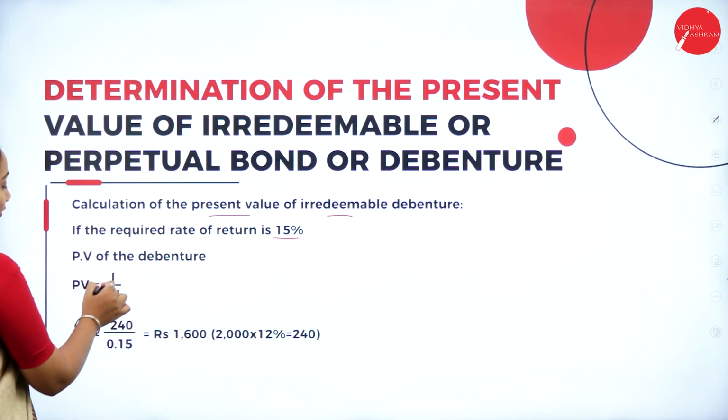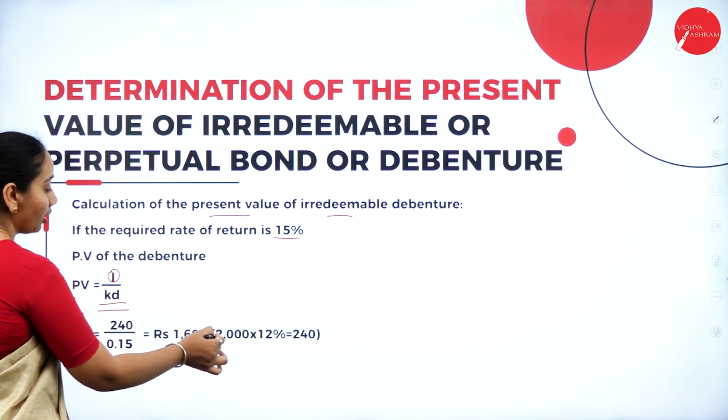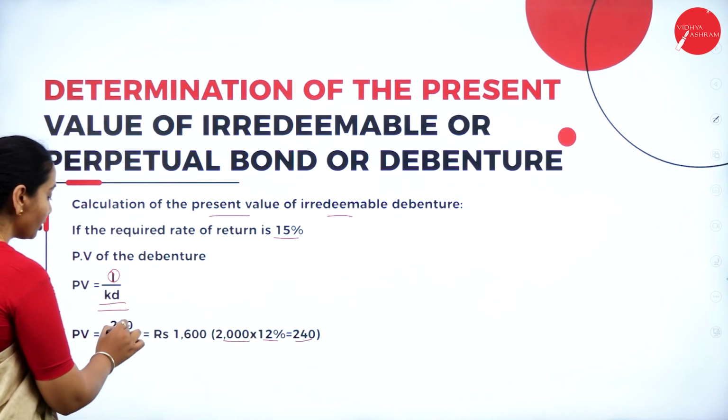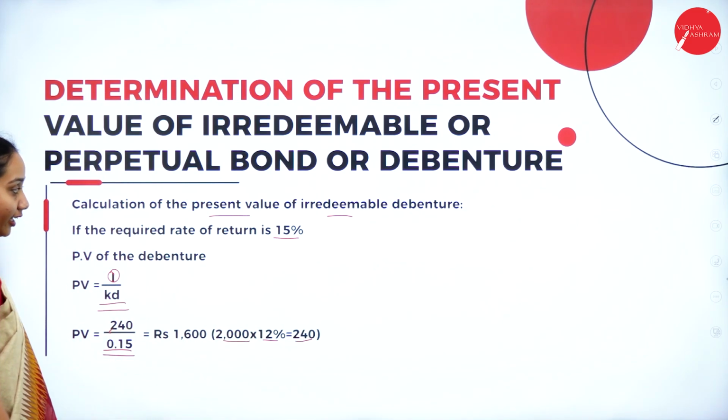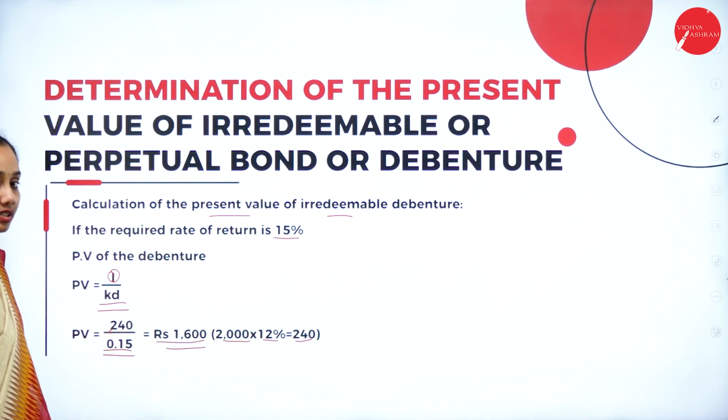So the formula: PV is equal to I divided by KD. How did we get I? 2000 into 12% we have got 240. So 240 divided by the capitalization rate, that is 15%. So we'll get rupees 1600.